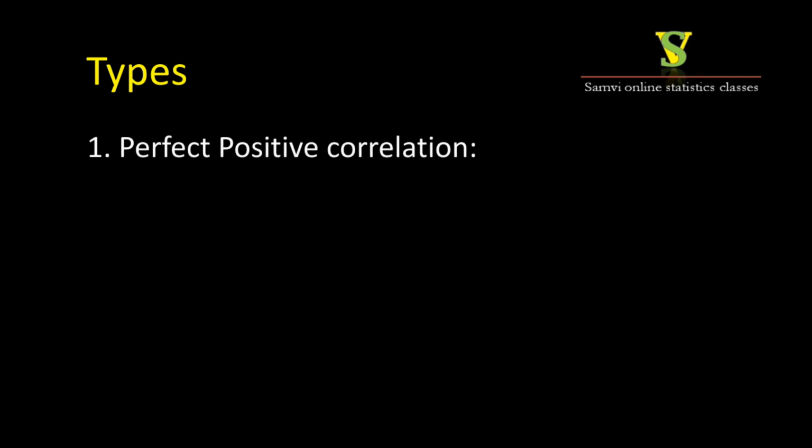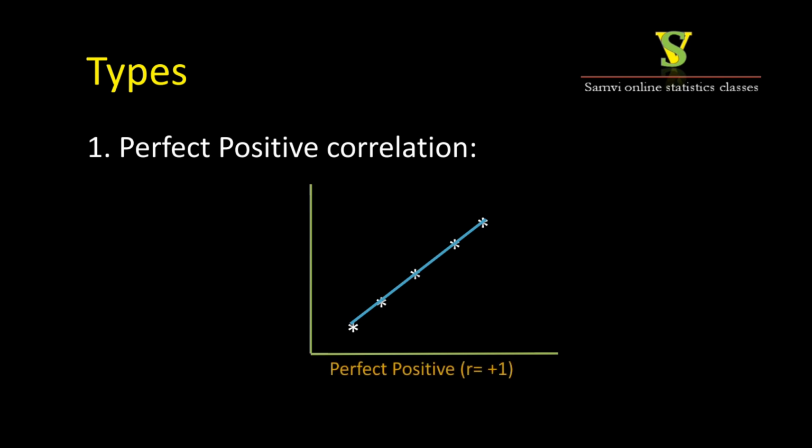Next is types of scatter diagram. The first one is perfect positive correlation. If you plotted a graph and all the points are on the straight line and show an upward slope, then we can say that it is perfect positive correlation. That means R equals +1.